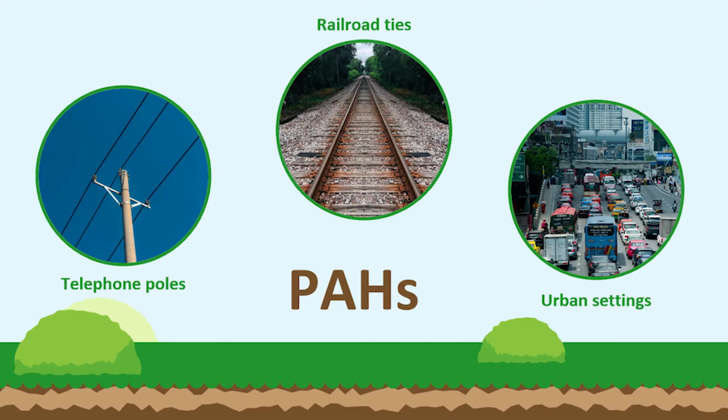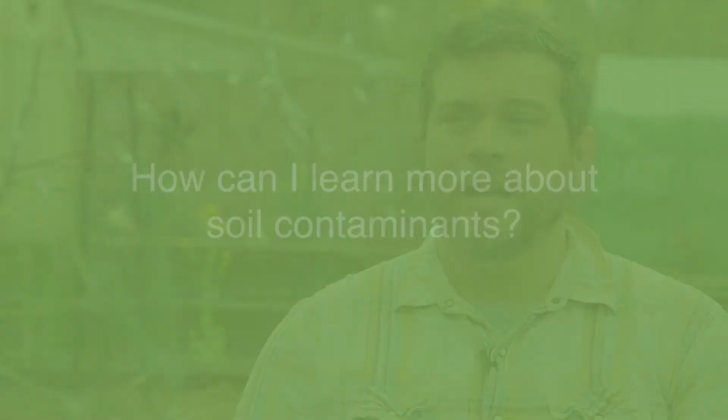Polycyclic aromatic hydrocarbons are a really common pollutant in the urban environment. They're also used in treated wood in the form of railroad ties, and so the tar that's used to treat railroad ties and telephone poles contains PAHs.